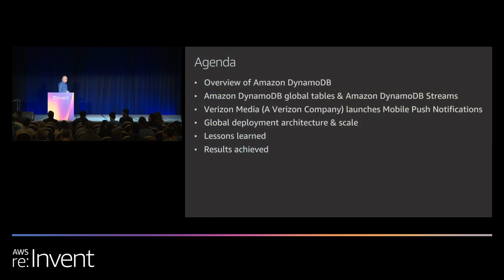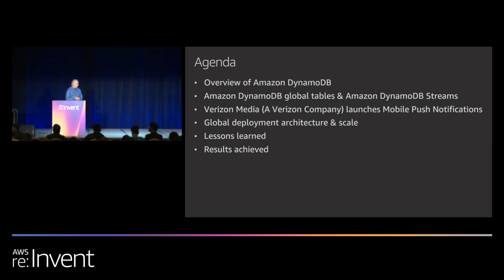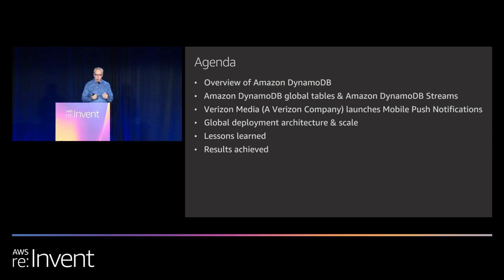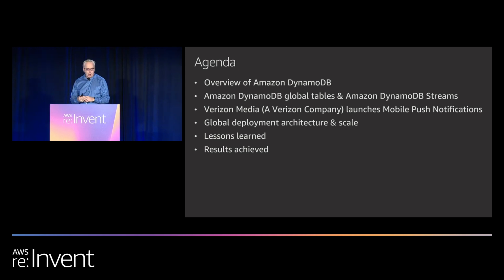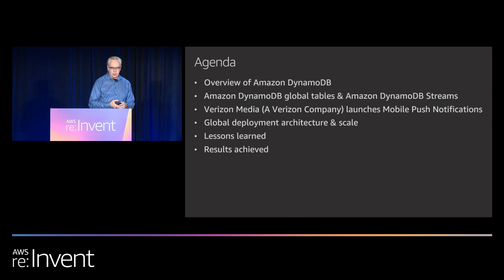So for our agenda today, we'll go through a brief overview of Amazon DynamoDB, review Amazon DynamoDB global tables and Amazon DynamoDB Streams, a brief overview of both of those features, describe the overall Verizon Media architecture, the solution that was developed to enable mobile push notifications, dive into the architecture that was deployed, and discuss lessons learned, and then some results delivered by the team.